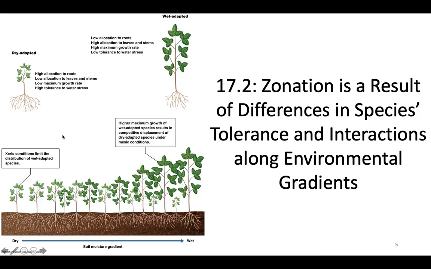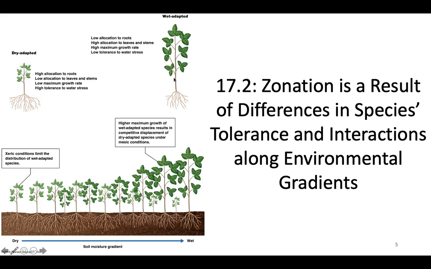Here's just an example of zonation based on a soil moisture gradient and looking at different plant adaptations, so like from dry adapted to very wet adapted. So in dry adapted species, you see a lot of high allocation to roots, low allocation to leaves and stems because they're trying to absorb as much water from the soil as possible. They have lower growth rates, higher tolerance to water stress.